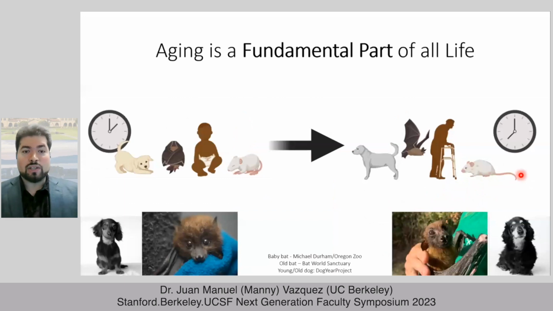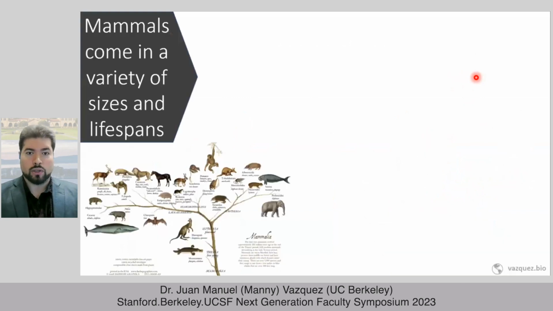So, as I mentioned, aging is a fundamental aspect of all of life. So, not just humans grow old, but also you have baby dogs that grow old and you have baby bats that grow old. We see the aging process unfold across the entire tree of life. And we actually have good data for the maximum lifespan of a variety of species across the globe. So, from this tree of life of mammals specifically, you can appreciate there's a huge diversity.